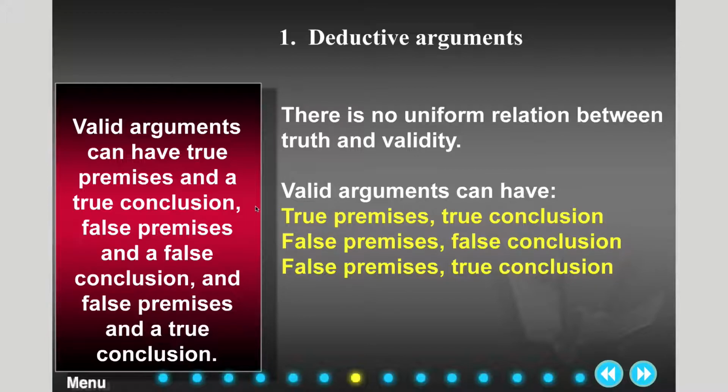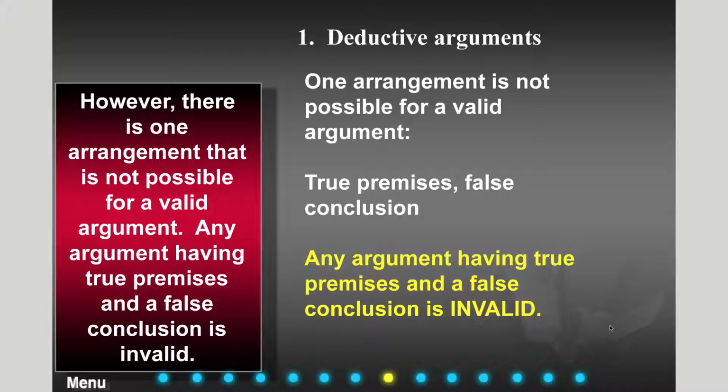That is our focus for today. For other chapters, we'll focus more on these two. But if they have true premises, they must lead to a true conclusion. So in deductive arguments, one arrangement is not possible for a valid argument. You cannot have true premises and false conclusions. That's our focus today. True premises must lead to a true conclusion. If they do not, then the argument is invalid. Okay?